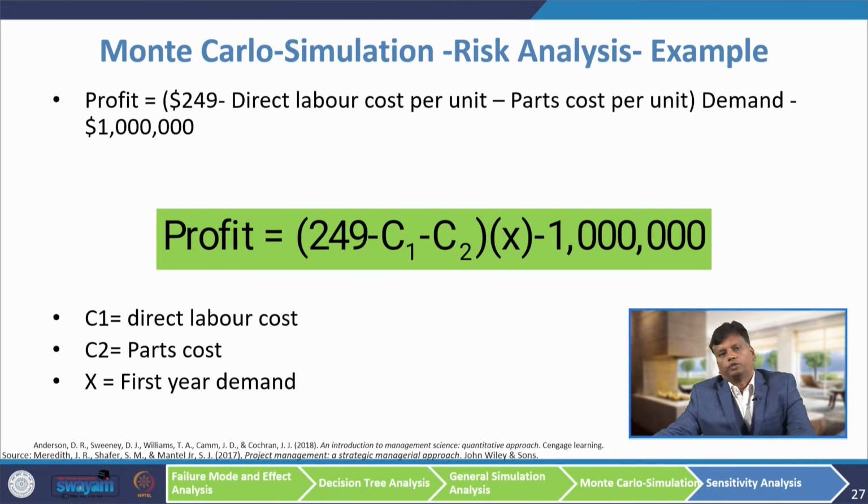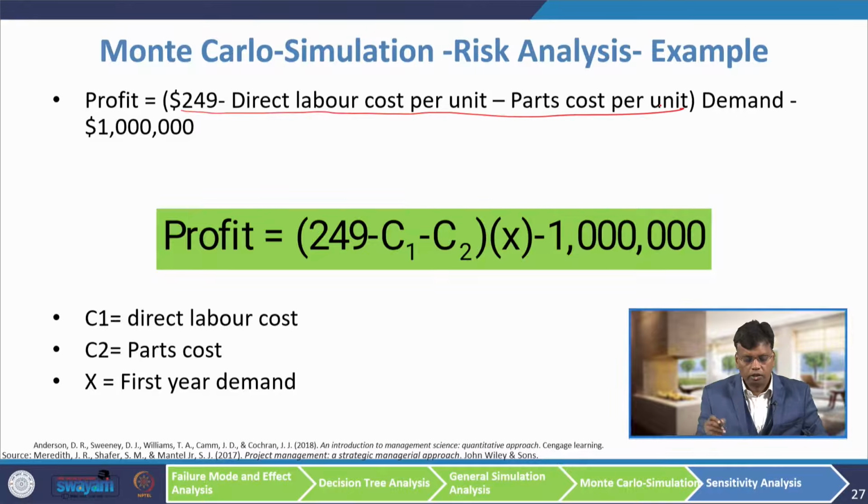So, in this problem first we have to find out the profit. So, what is the profit? The profit is the selling price, that is $249. Then we have to subtract labor cost and part cost, and that whole value has to be multiplied by demand. So, when you take 249 minus labor cost minus part cost, we get the profit per unit. When you multiply by demand, we get the overall profit. Then we have to subtract the fixed costs, that is the advertisement cost and the overhead cost.